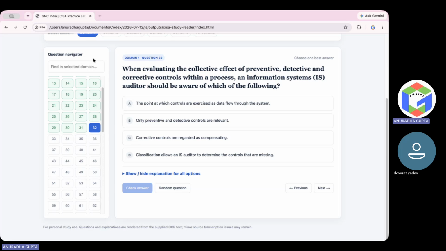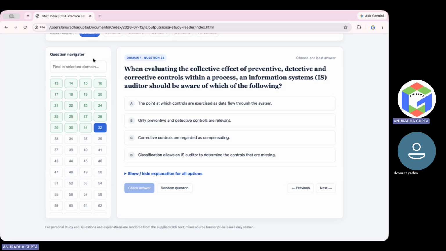So the question is which of the following the auditor should be aware of. That is the best time actually he will be aware about whether the preventive, detective or corrective controls are working properly or not, right? So this is the best time, when these controls are being exercised.